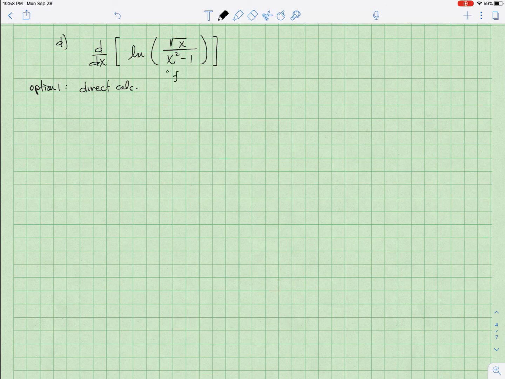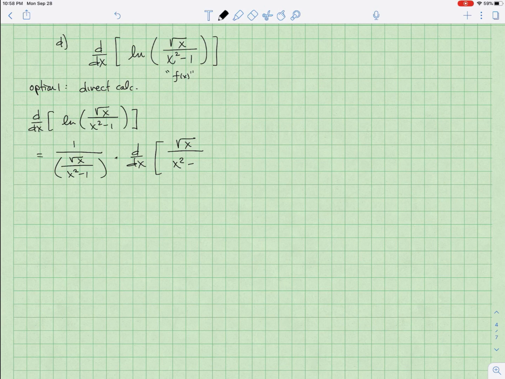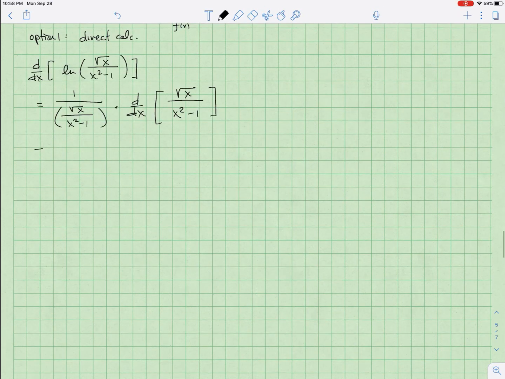This is the quote-unquote f of x. And so the derivative here, this nasty bit of work, is 1 over the inside times the derivative of the inside. Now we're dealing with a reciprocal here. This is x squared minus 1 over the square root of x. And now this is the quotient rule. In fact, I'm going to rewrite this as x to the 1/2.